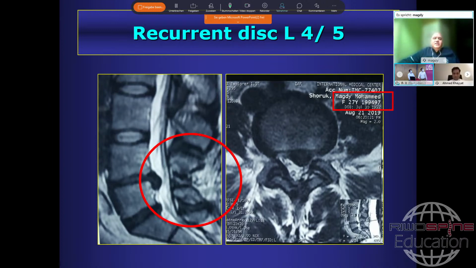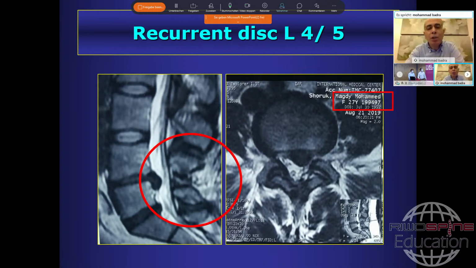Okay, this is another case. This patient is a young patient. I think she was 27 years old, and I did an open discectomy for this patient years ago, and she came to me with this recurrent disc at L4-5. Badra, what do you think? Would you go in recurrent cases? Would you again do interlaminar?